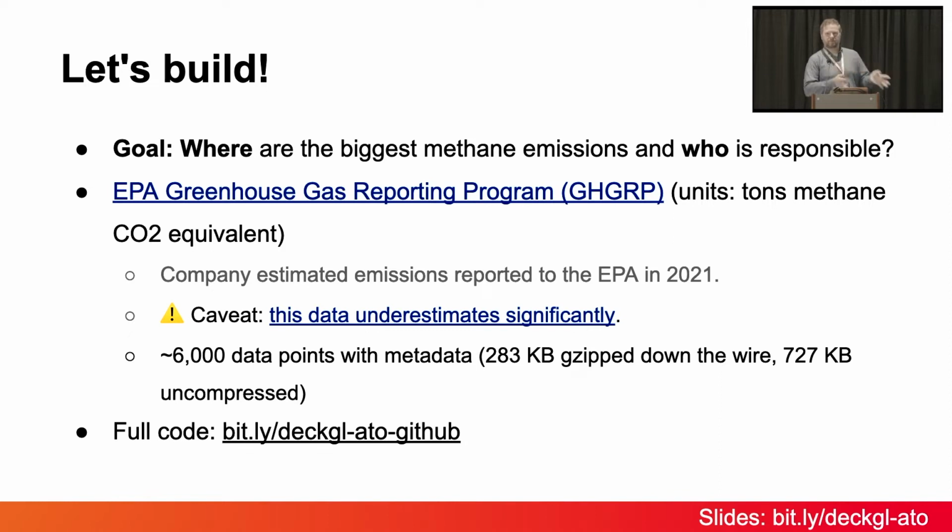Where should we be paying attention? This data set is on the smaller side, but it's still going to show off the power. It's 6,000 data points, which comes out to 283K down the wire. It's not that much. You can definitely send that to a client and have that running in production. There wouldn't be a worry that there's too much data.